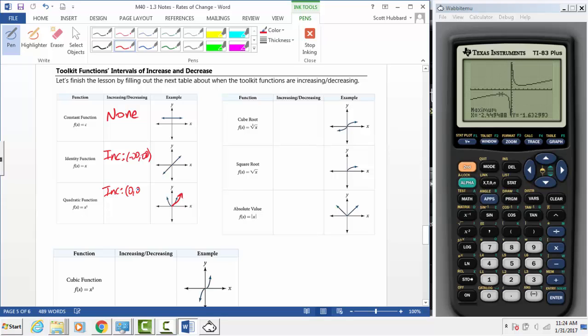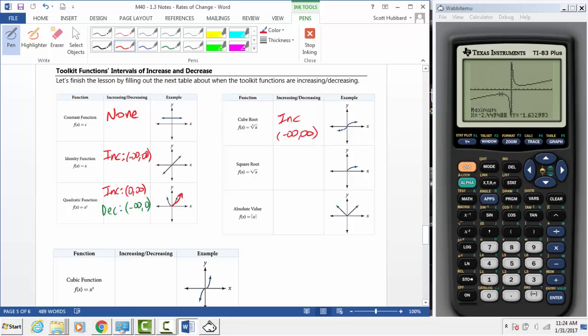The quadratic function is going to be increasing on the right side. So increasing from 0 to infinity. And it's going to be decreasing from negative infinity to 0. Okay? And I'll just quickly fill this out.